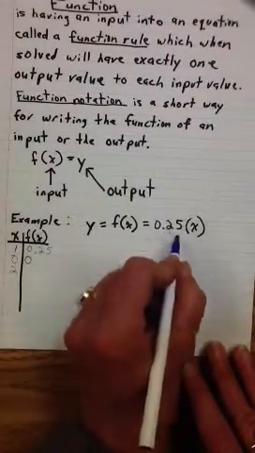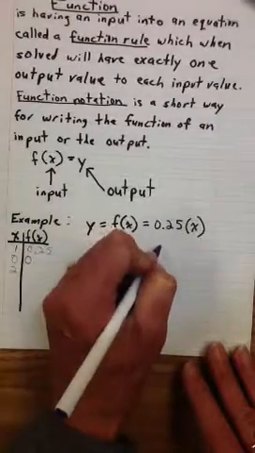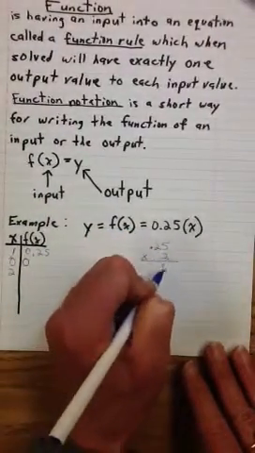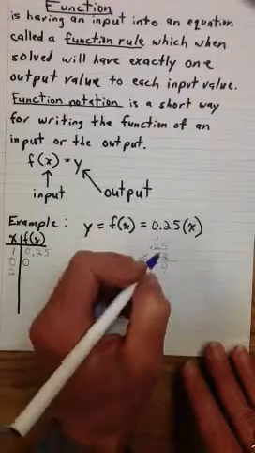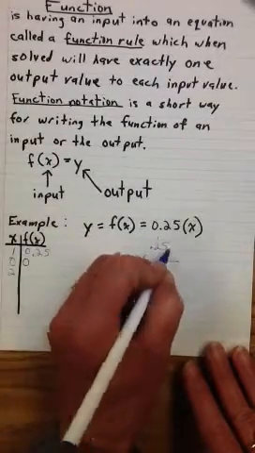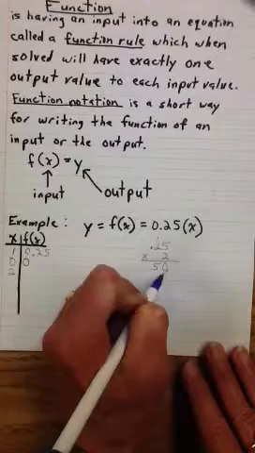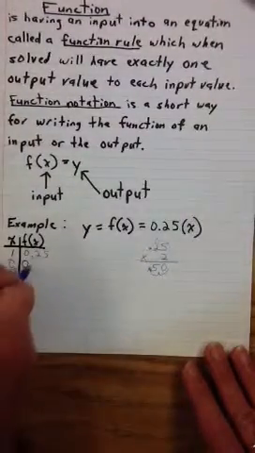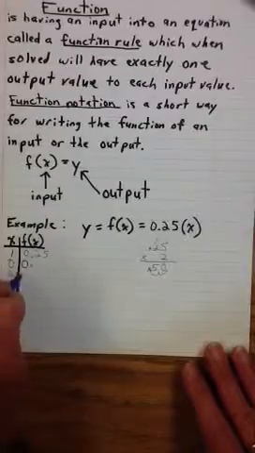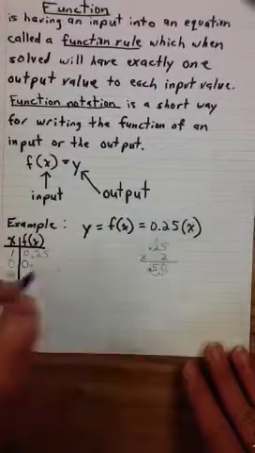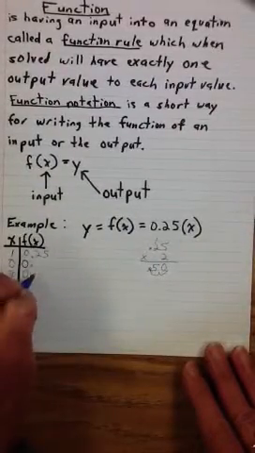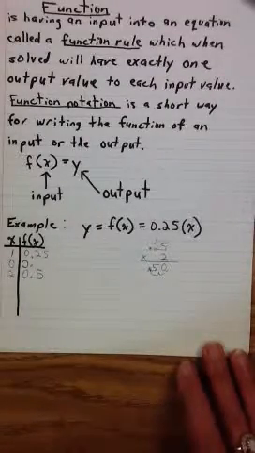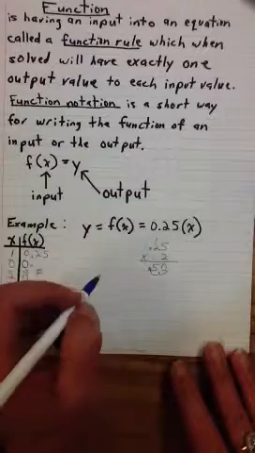2 times 0.25 times 2, 5 times 2 is 10, 2 times 2 is 4, plus the 1 makes 5, 2 behind the decimal, so I move over twice and put my decimal here in my answer. So 2 times x will be 0.5 as my answer.